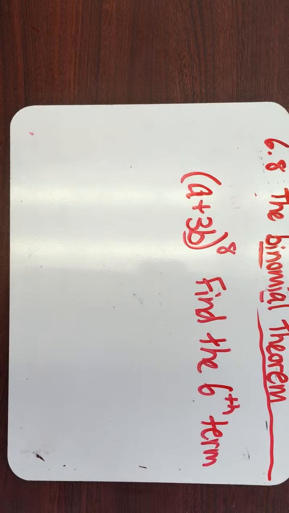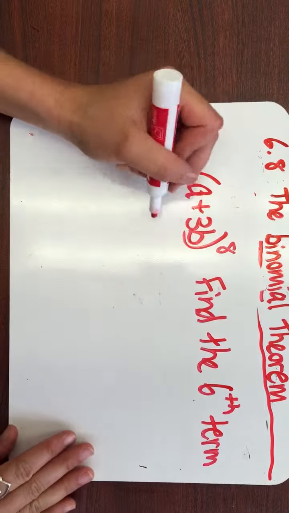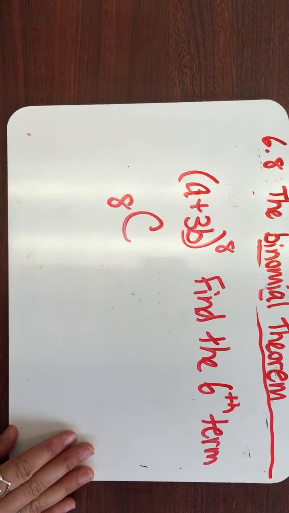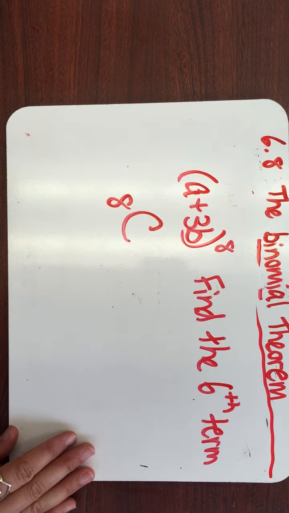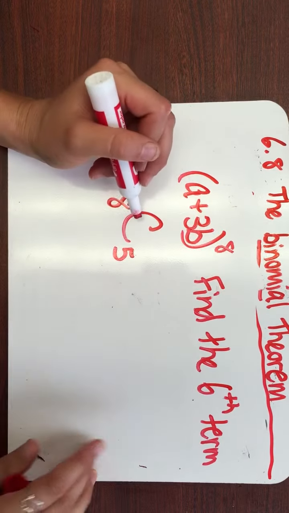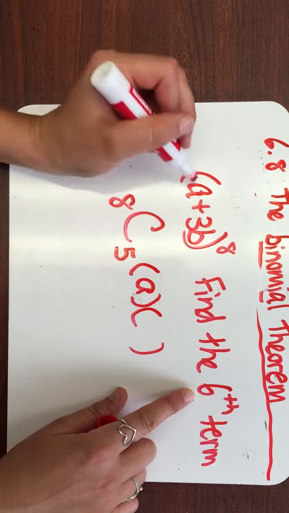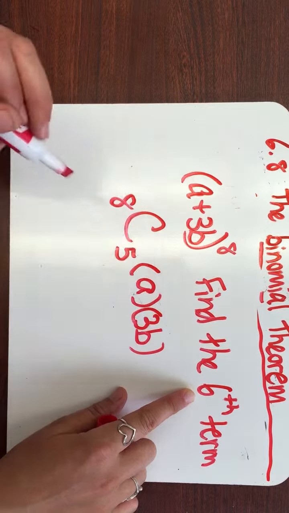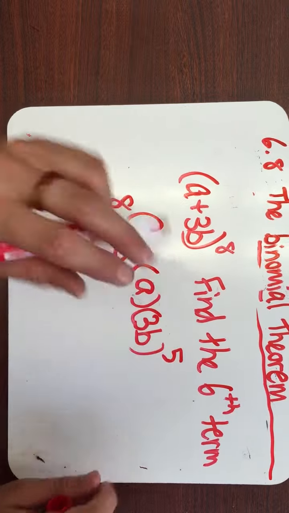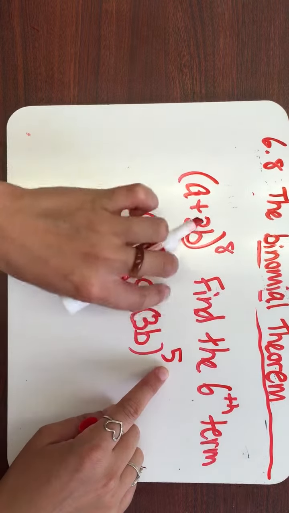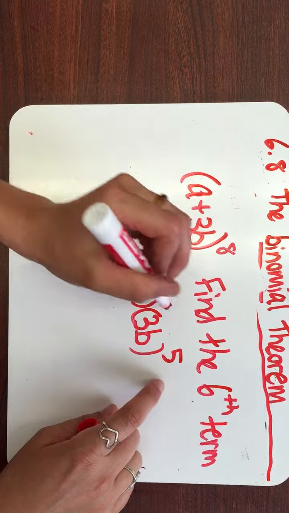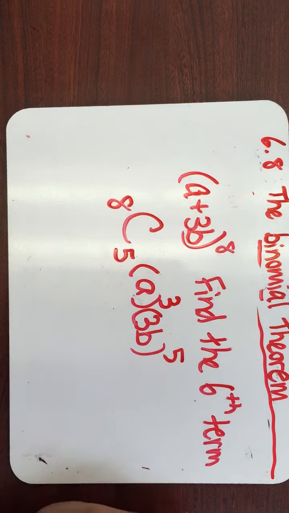So to find the 6th term, we're going to first use our c here. We know that the first number is 8. And then we know that the next one is going to be 1 less than the term that we're finding. So this will be a 5. So it's 1 less. We'll put our 2 parentheses. Our first term goes here, a, and our second term goes here, 3b. This number is the same as this, 5, and then our exponents have to add up to 8. So this is a 3. And then you just evaluate it.